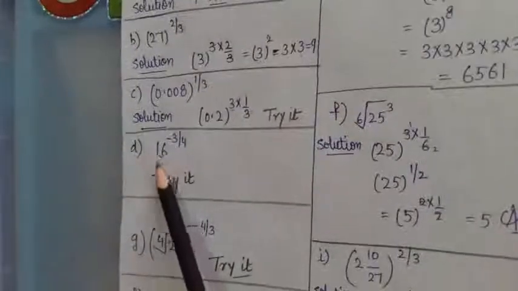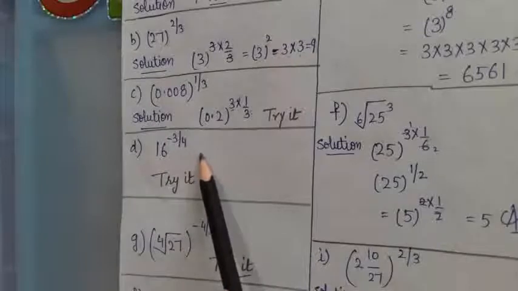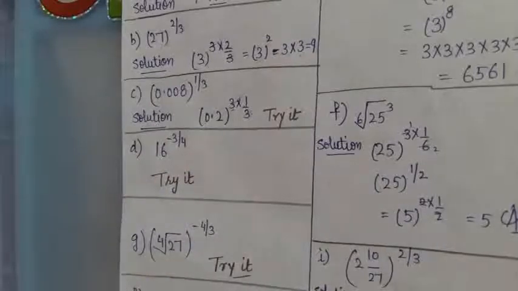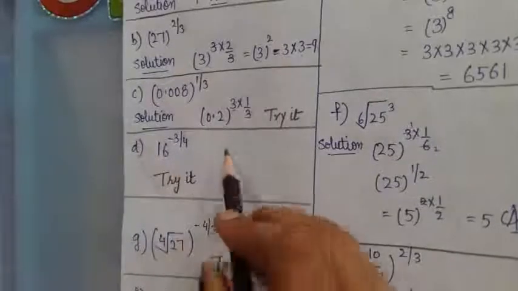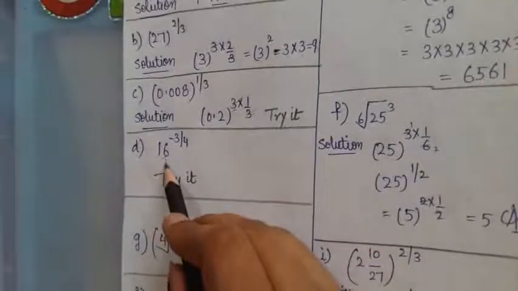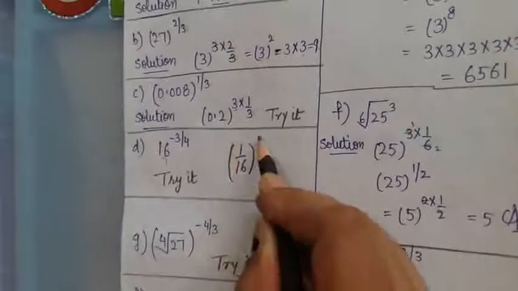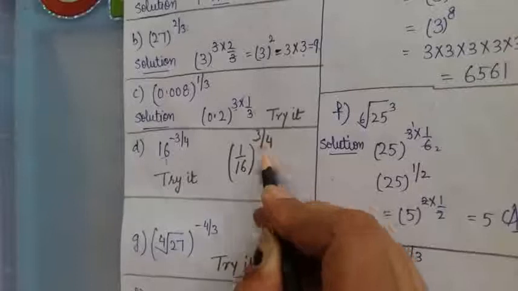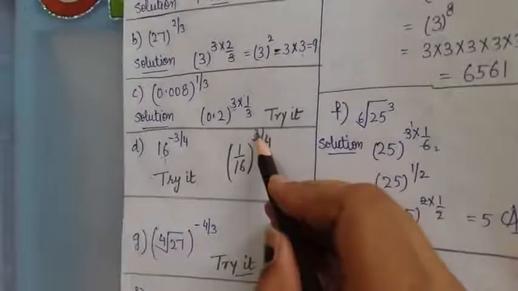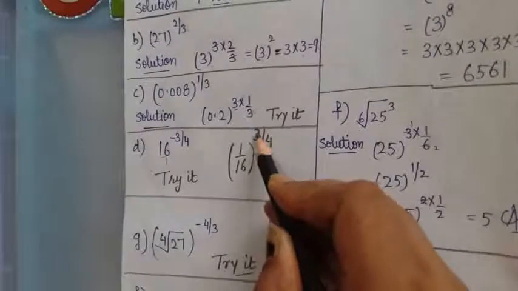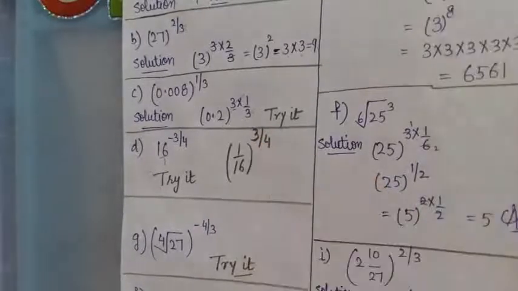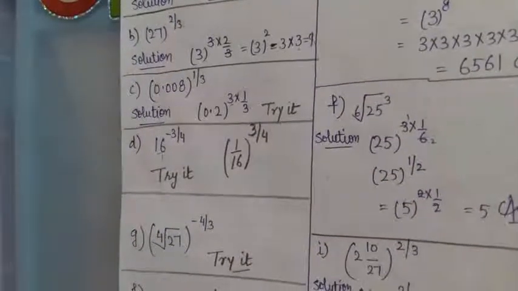Next, 16 raised to power minus 3/4. So your first step is, whenever you have a minus power, always take the reciprocal. See this one. Your first step is, this is your 16/1. So you will write 1/16, and the power you will write with a positive sign. First the power was given in negative, now it will be changed into positive after the reciprocal.